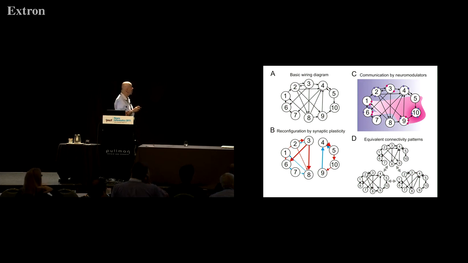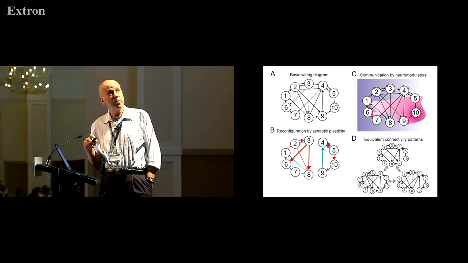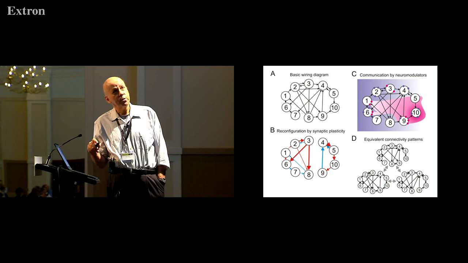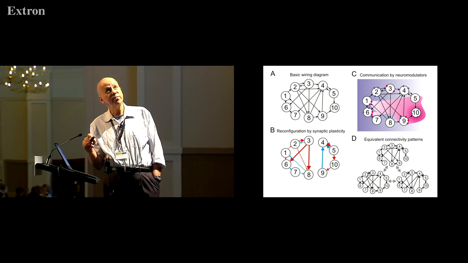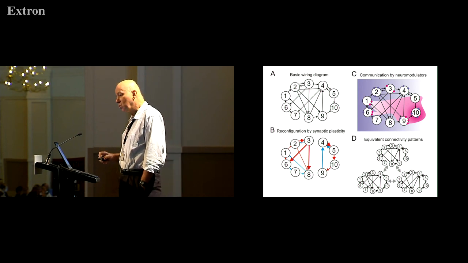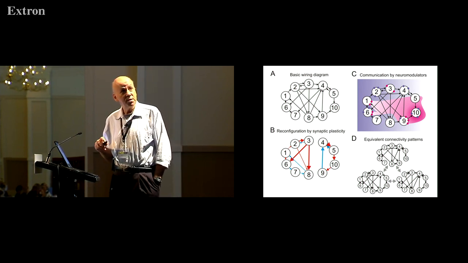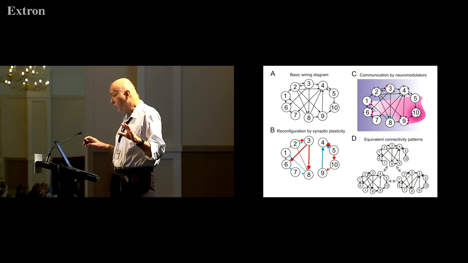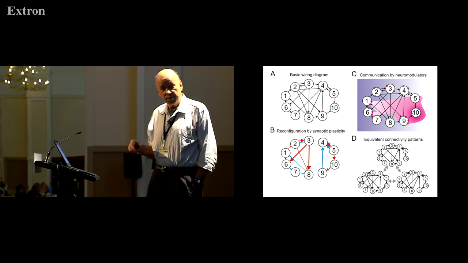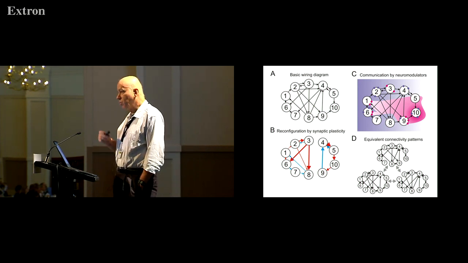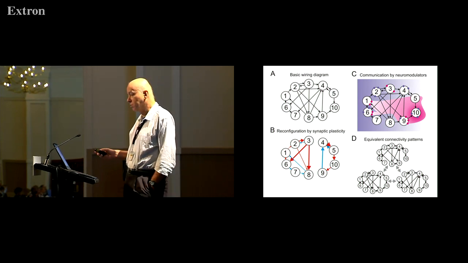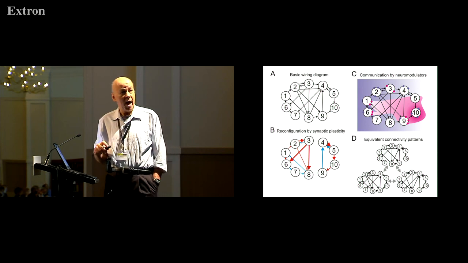So here we have a basic wiring diagram of the connectome, and I want to talk a little bit about reconfiguration by synaptic plasticity, which is well known in the somatogastric ganglion. I want to talk about equivalent connectivity patterns, and in particular, I want to focus on neuromodulation. So reconfiguration by synaptic plasticity enables the connectome to be divided up into separate networks, or conversely, separate networks to be joined together. And this can be done on a dynamical basis from one motor act to the next in a rhythmic behavior, for instance, such that the network that's carrying out each act is different.